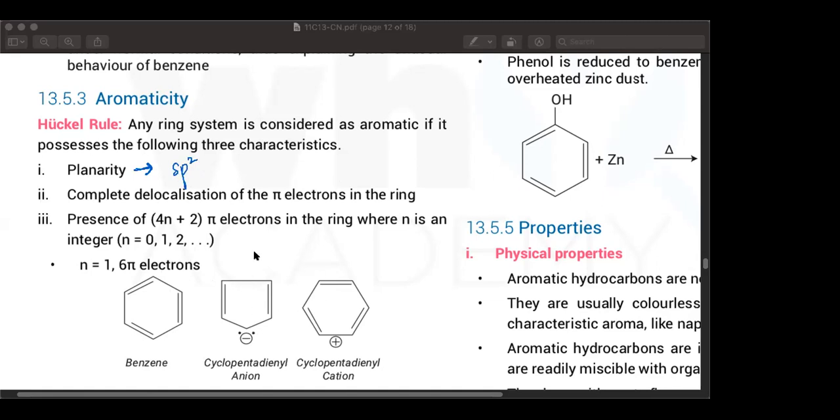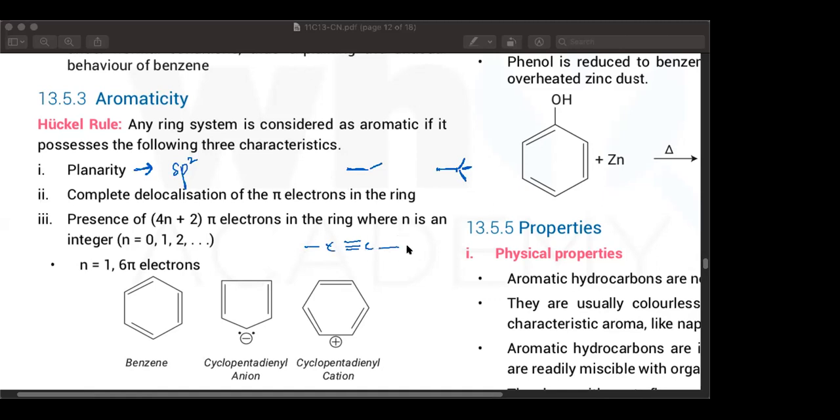But why sp2? Why can't it be sp3? If it is sp3, one bond will be like this, and then the next bond will go into a different plane. And why not sp? That's very good. Yes, sp is also possible, but in the case of sp, it forms a linear structure.